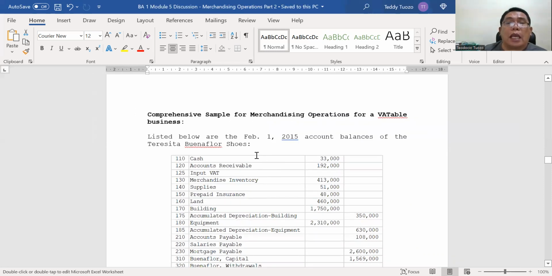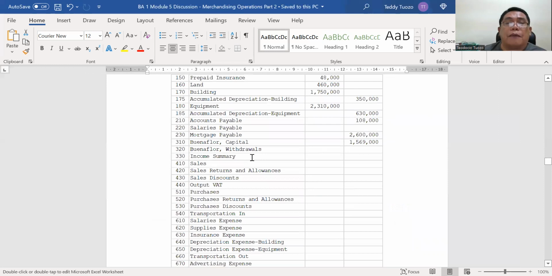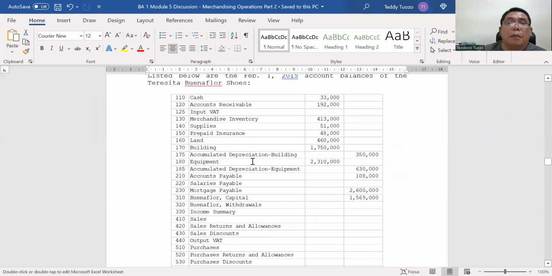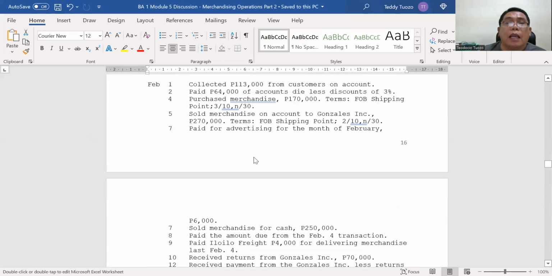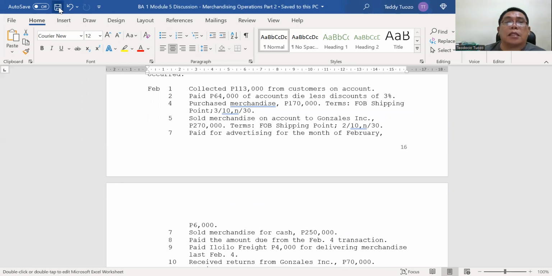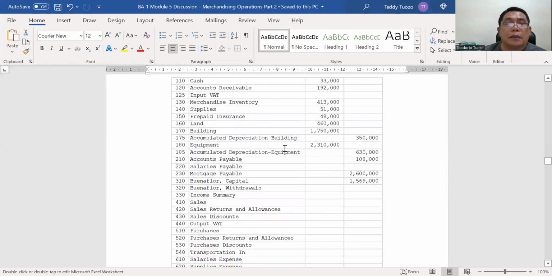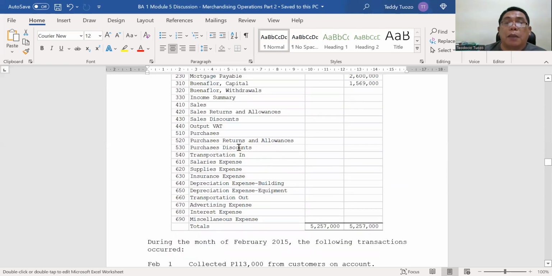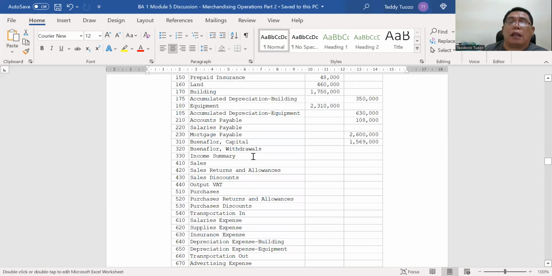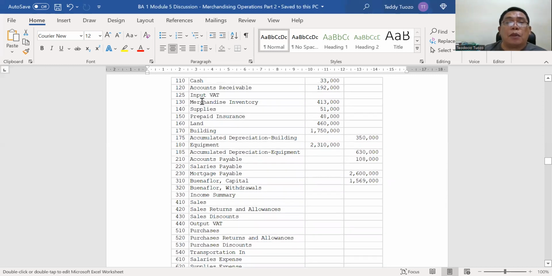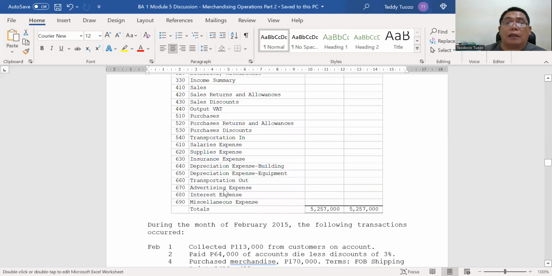So I have a problem here that is subject to VAT, so you would also have a glimpse on how to prepare the entries, combining all the VAT at the same time, under the periodic inventory system. Yes, periodic, because we have the purchases, returns, and allowances. And this time, in addition to that, if you are a VAT business, you would be having input VAT and output VAT.